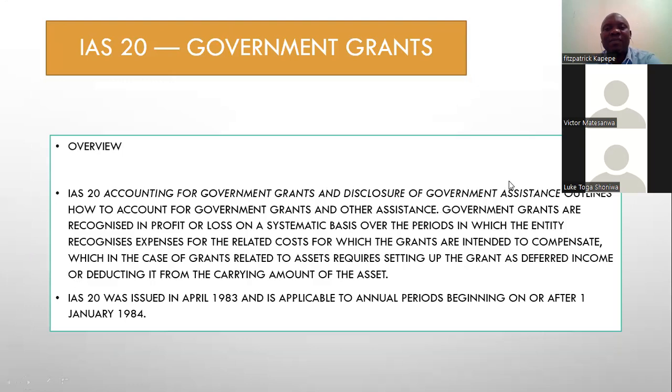So IAS 20, the first time it was issued was in 1983. And it was applicable on the 1st January 1984. And this is the overview. It outlines how to account for government grants and other assistance. Government grants are recognized in profit or loss on a systematic basis over the periods in which the entity recognizes expenses for the related costs. Let me just explain this without going into details. This is what it is.